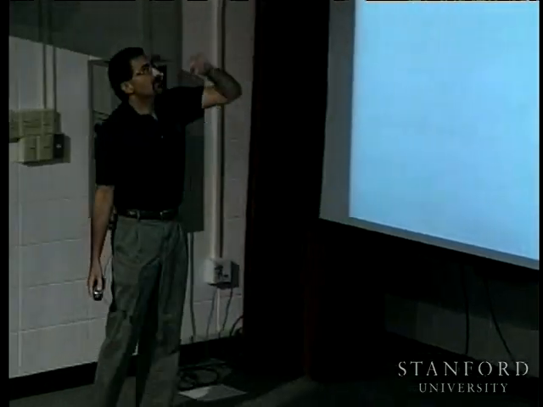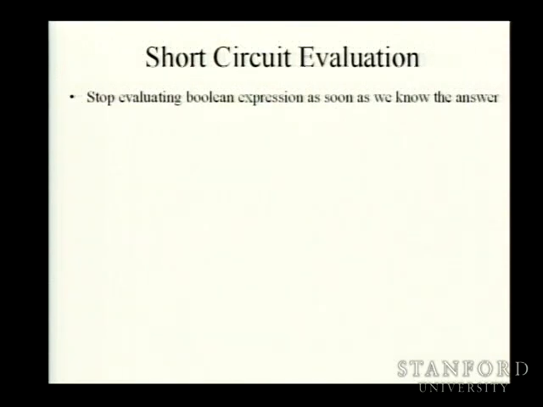Trust me. Short circuit evaluation, we actually stop evaluating Boolean expressions as soon as we know the answer. What does that mean? Okay, so let's consider something like this. P, which is a Boolean, equals 5 is greater than 3 or 4 is less than 2. Well, 5 is greater than 3, so as soon as we evaluate that part, that's true. True or anything is true, right? It doesn't matter what the value of the second part is because we already got a true, and true ORed with anything is going to be true.